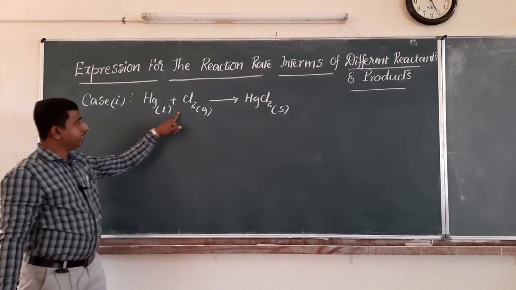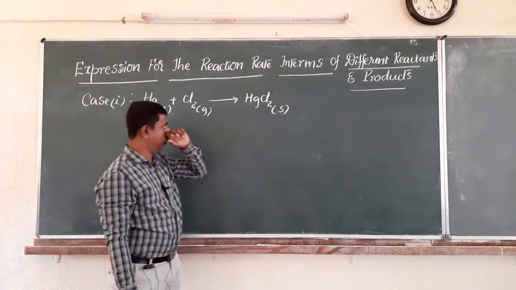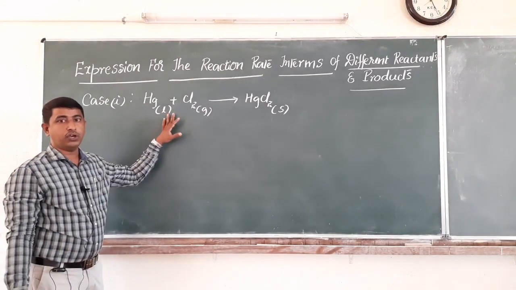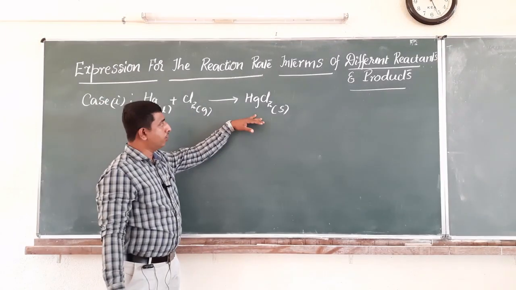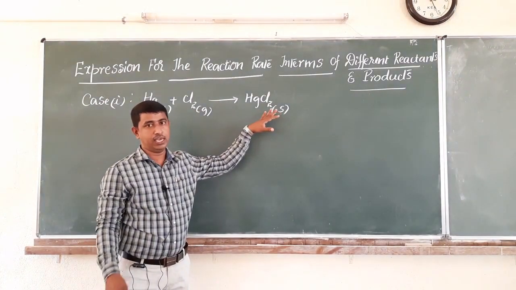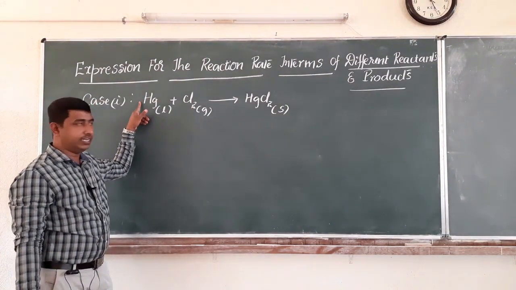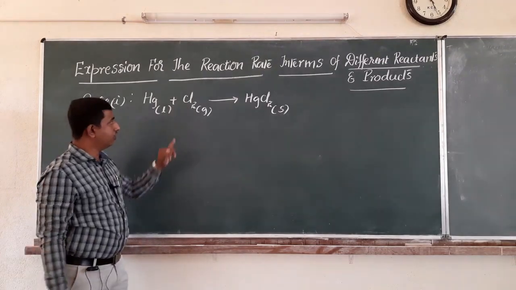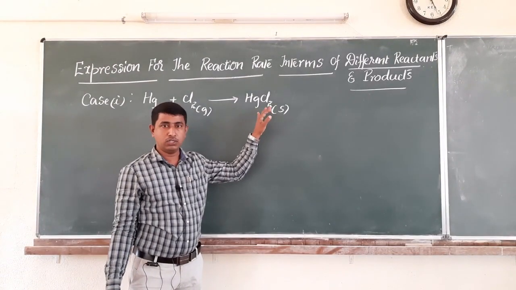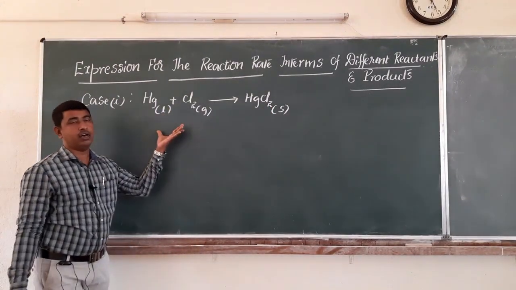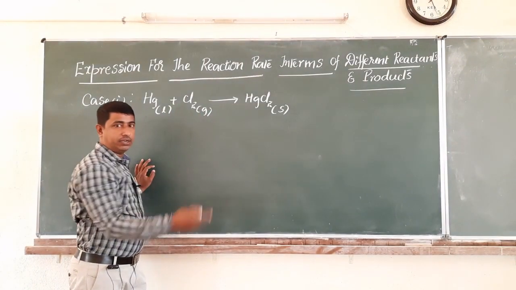Hg, mercury, combines with chlorine, Cl2, to give HgCl2, which is a solid. So in this reaction, the stoichiometric coefficients of the reactants, that is mercury and chlorine, as well as the product, that is HgCl2, mercury chloride, are the same. You can see here the stoichiometric coefficient of the reactant Hg is 1, of chlorine is 1, and of the product HgCl2 it is also 1. So this is the reaction where the stoichiometric coefficients of the reactants as well as the product are the same.